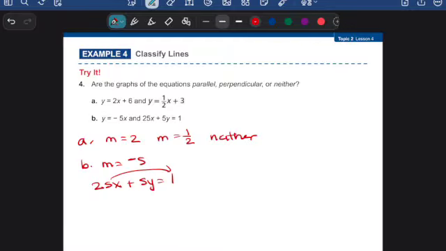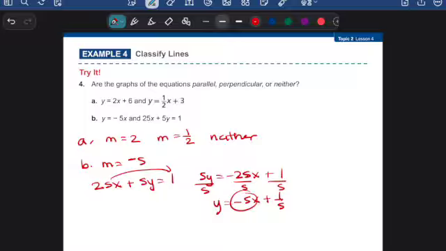Move the 25x to the other side. I get 5y equals -25x plus 1. Divide every part by 5. -5x plus 1/5. My slope now is -5. Compare that to the first slope, -5. Well, they're the same, so that means these two lines are parallel.